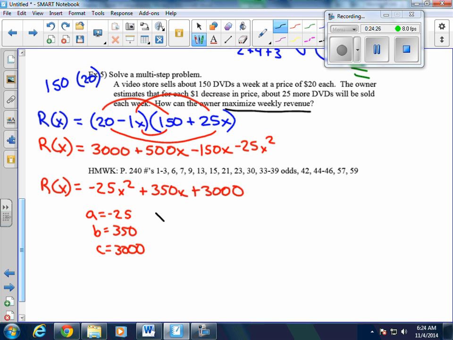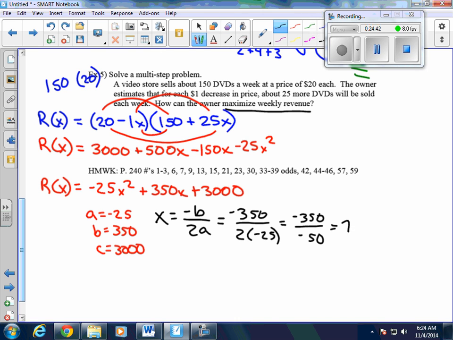If we find the vertex, we're always going to start with the axis of symmetry. So it's going to be negative 350 over 2 times negative 25, which is negative 350 over negative 50, which gives us 7. So the vertex of this parabola is going to be 7, something. So if we plug that in, if we plug in 7 to our original problem, and let's plug it in right here since we already did the work on that part of it. So let's plug in 7.